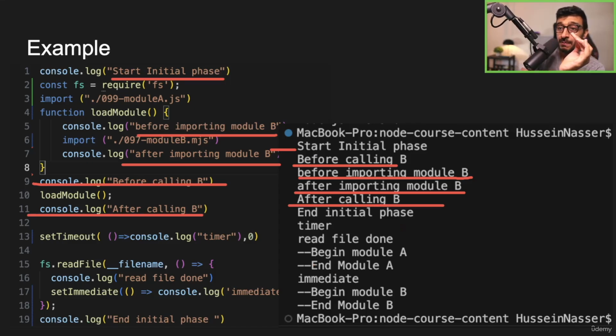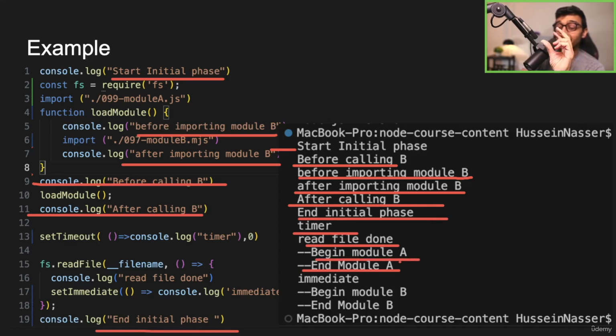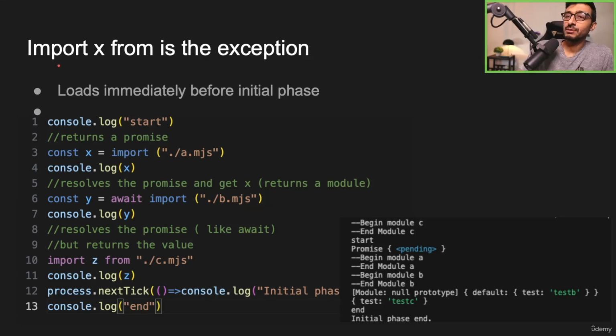After calling B, by here we ended the initial phase. So all the way here, and then timer, read file. Then we scheduled the callback to load module A, and then we scheduled the callback to load module B. And that's how you do it, in sequence. Let's go to the exception.